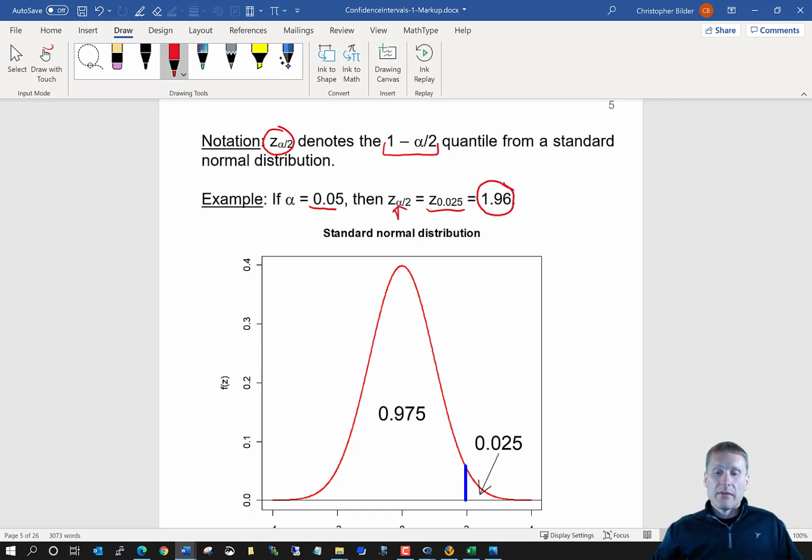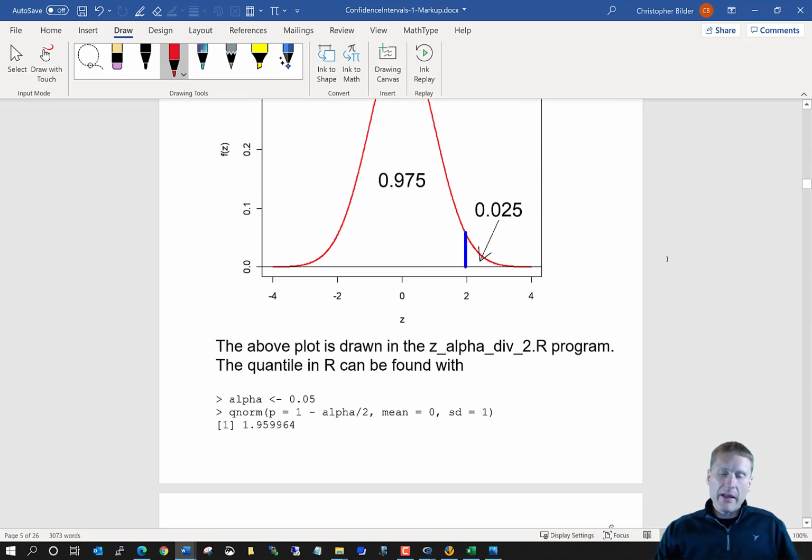1.96. How do I find that? Let me actually, first of all, go ahead and turn my page here, my paper copy. How do I find that? Well, I go back and use the qnorm function like what we've done before. Again, we use q because we're trying to find a quantile, and we are given a probability to the left.